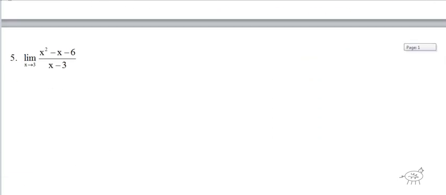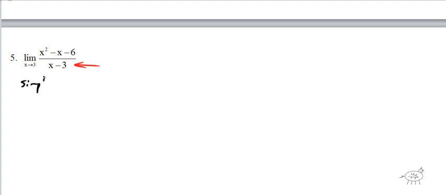Next function, limit as x approaches 3 of this nice little rational function. Well, you're going to look at it and go, oh man, if I plug it in, I'm going to get a 0 in the denominator, and that's bad. But guys, remember, if you just do direct substitution without investigating a little bit, you're basically ignoring that it's a limit. What I want to do with this problem is try to simplify the expression.